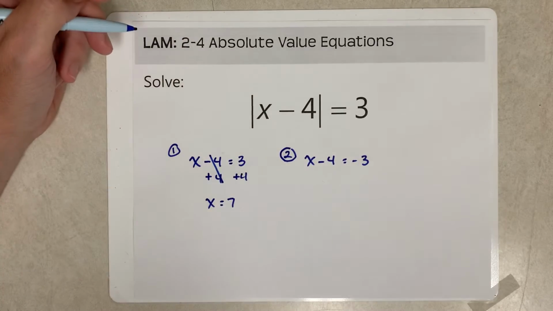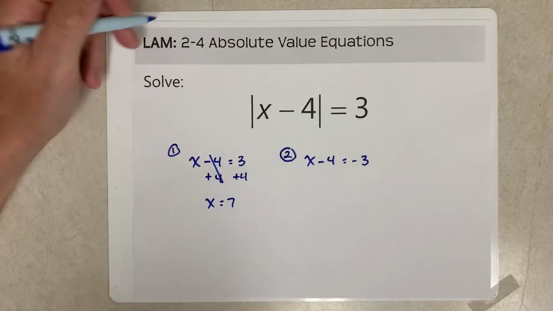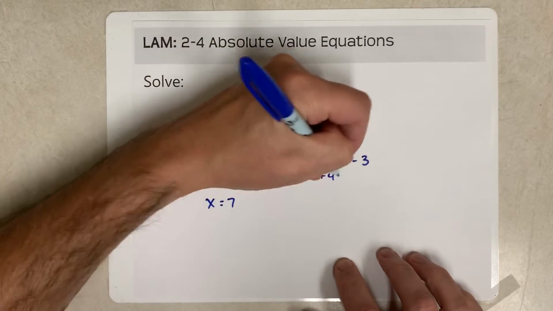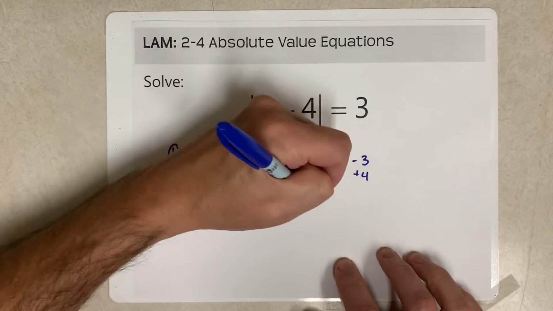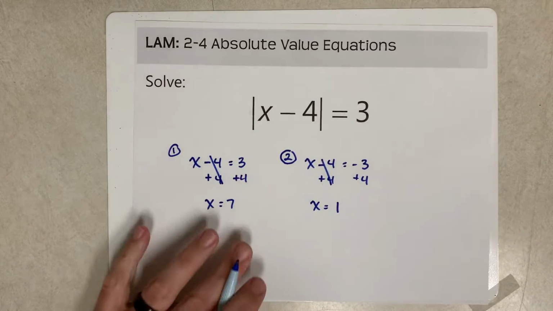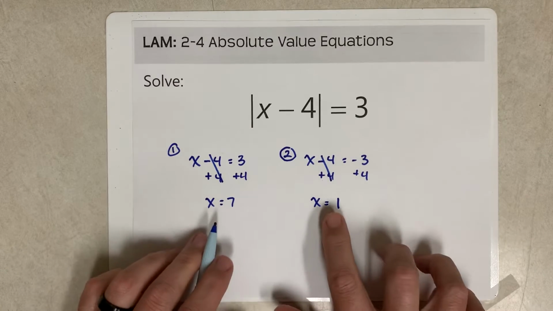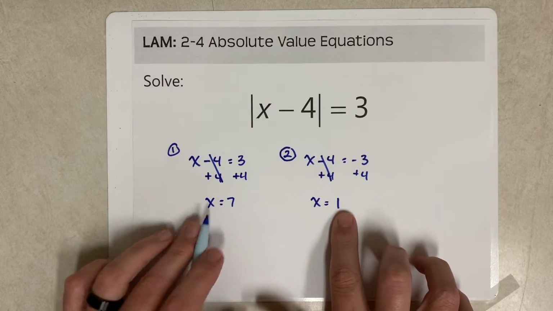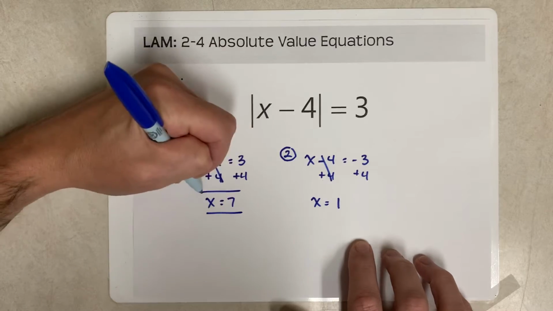And most of these are going to be pretty easy two-step equations. This one's going to be add 4, and so x equals -3 plus 4 is 1, and then there's our two solutions. Some teachers are going to be okay if you just write these down and maybe box them in like this.